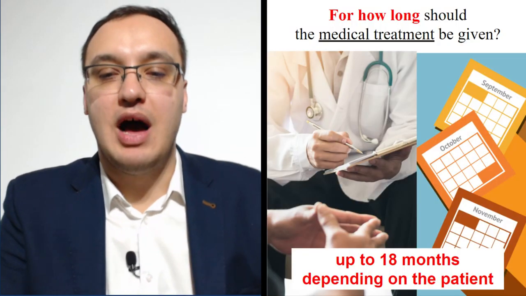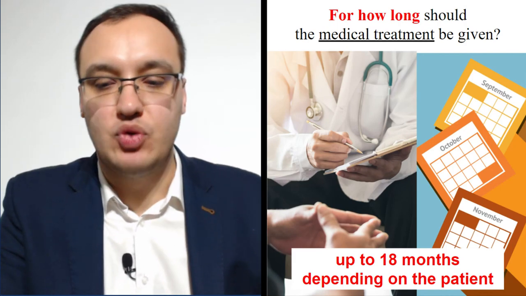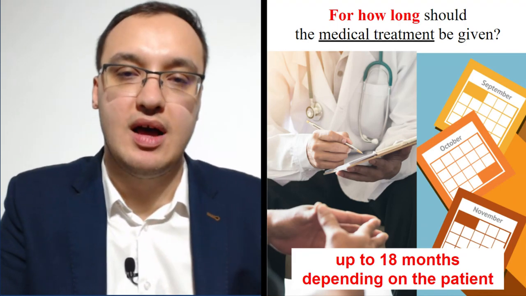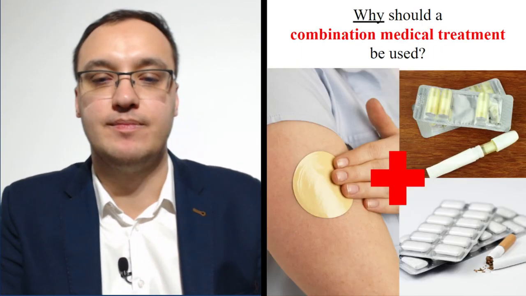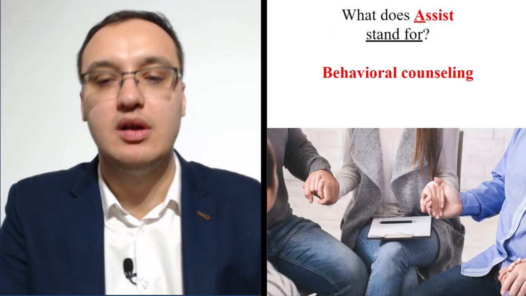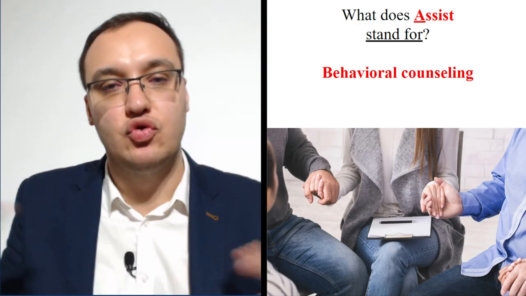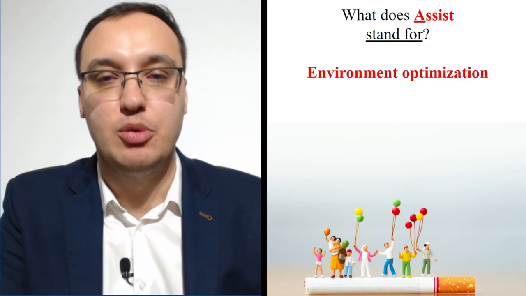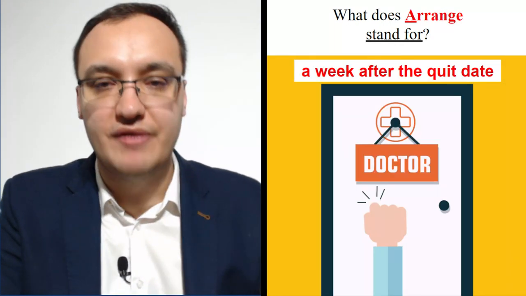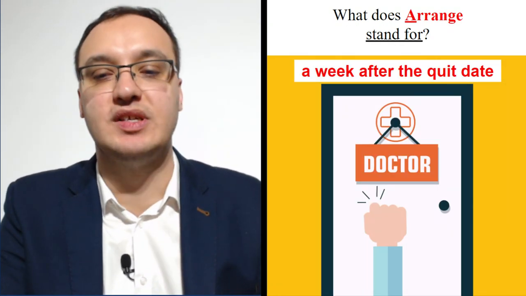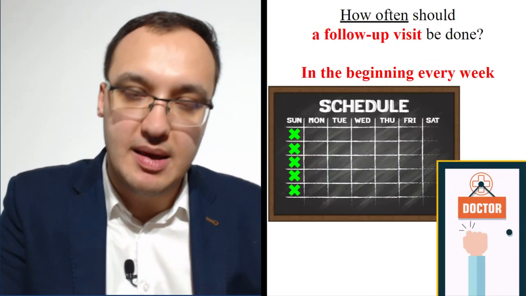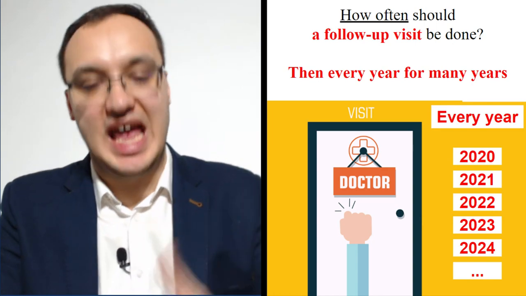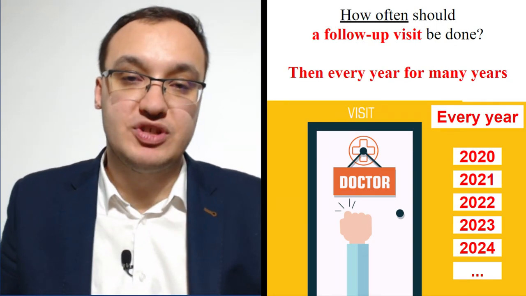Okay. How long do we give this medical treatment? We said up to 18 months if the patient is really severe, but usually otherwise 3 months is enough. Okay. The combination is the best one, and behavioral counseling is important to supplement medications. You have a quit date, and you have an environmental optimization. You have this arranged, standing for follow-up visits by the doctor's office, in the beginning every week, then every 3 months, and then every year. And that was this whole presentation about smoking.